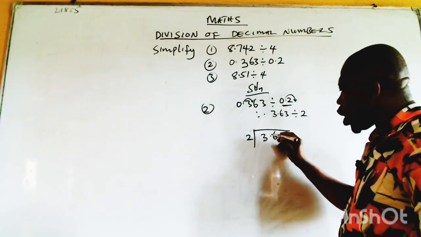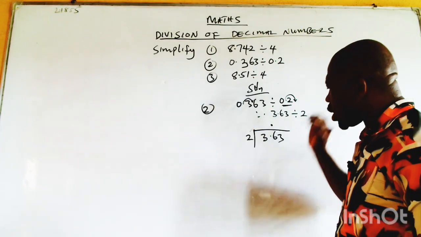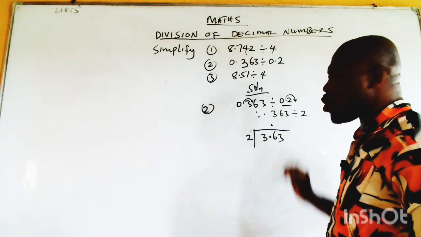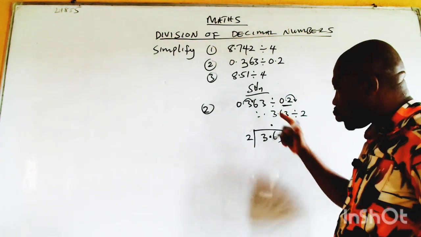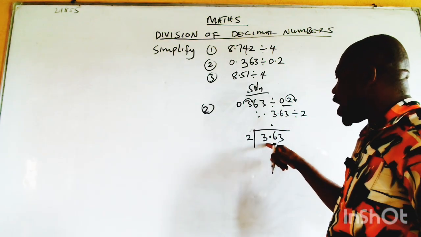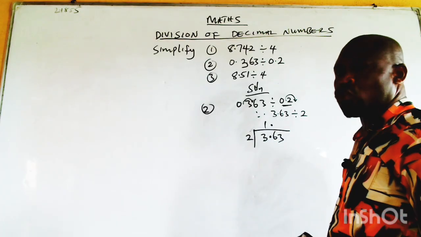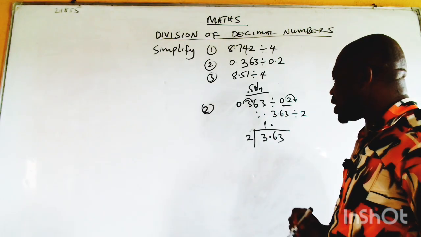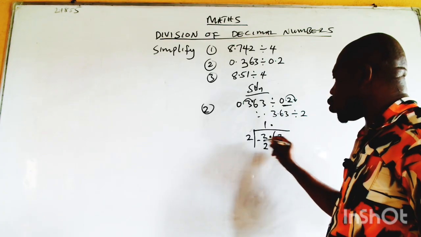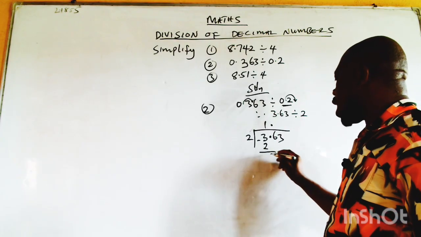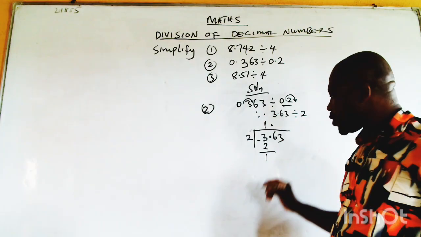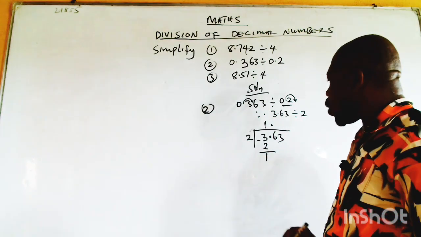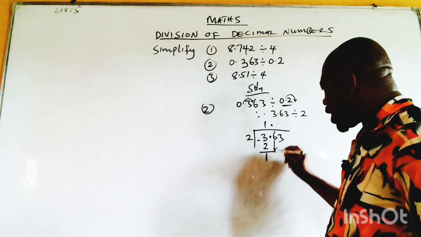Now this one, remember, your decimal point must be directly above this. Where you have this, you put it there. Now 2 divide 3, of course, will give us 1. 1 times 2 will give us 2. By the time you subtract, we'll have 1 remaining. Of course, 2 cannot divide 1. Since 2 cannot divide 1, this one, bring it down.